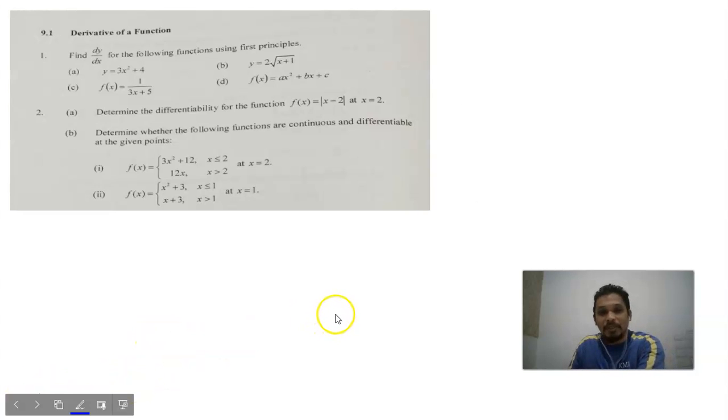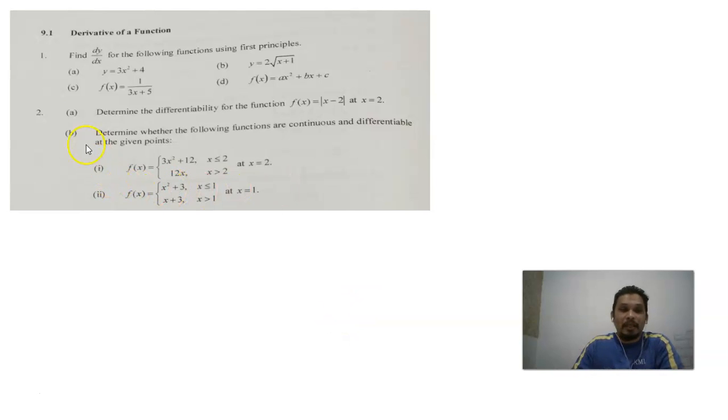Okay, so first one here, I don't think that we're going to discuss question number 2 because it is related with the topic of limits and continuity. So I'm just looking at question number 1 for this part here. Now let's continue with question number 1a. Okay, y equal to 3x squared plus 4. Now find dy/dx using the first principle.